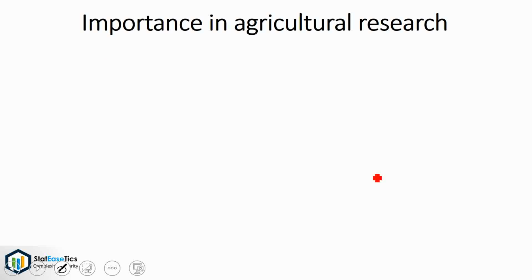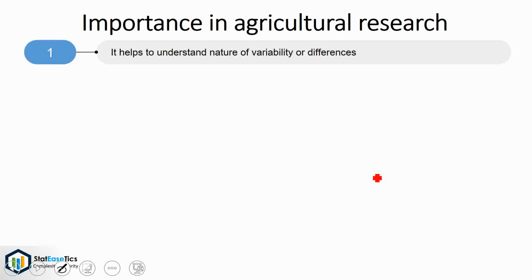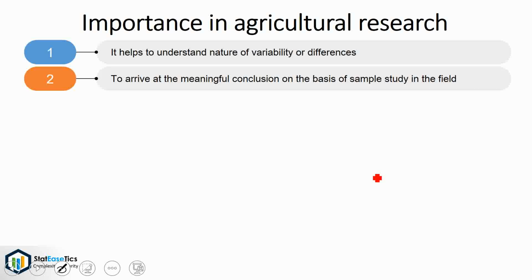Importance in agricultural research. It helps to understand nature of variability or differences. For example, if you want to know the variations or differences between the two different species or varieties as in genetics, or different fertilizer doses as in agronomy, then it helps to understand the nature of variability of the species or varieties, etc. To arrive at the meaningful conclusion on the basis of sample study in the field.